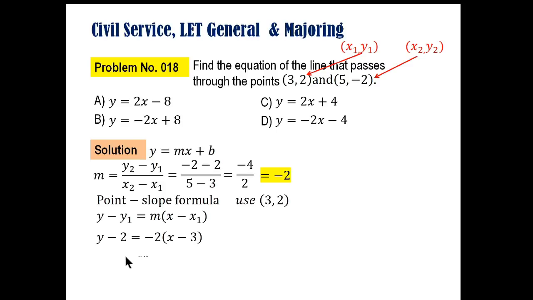And then solve for y. Y minus 2 is equal to negative 2 times x, negative 2x. Negative 2 times negative 3, that's positive 6. We're going to isolate y, add both sides by positive 2. Alright, so y is equal to negative 2x plus 6 plus 2, that's 8. So our equation would be y is equal to negative 2x plus 8. So obviously that's letter B.